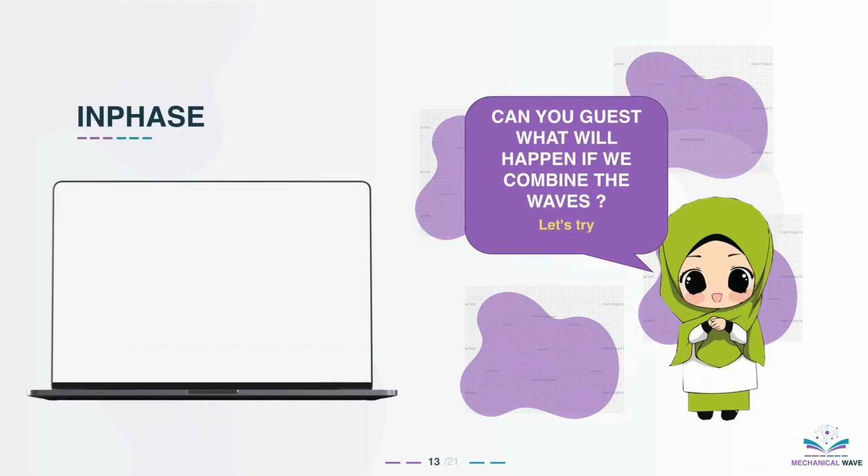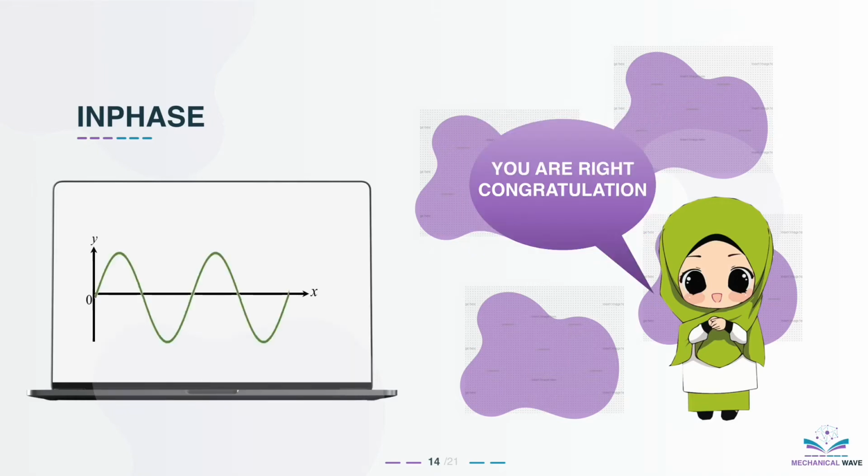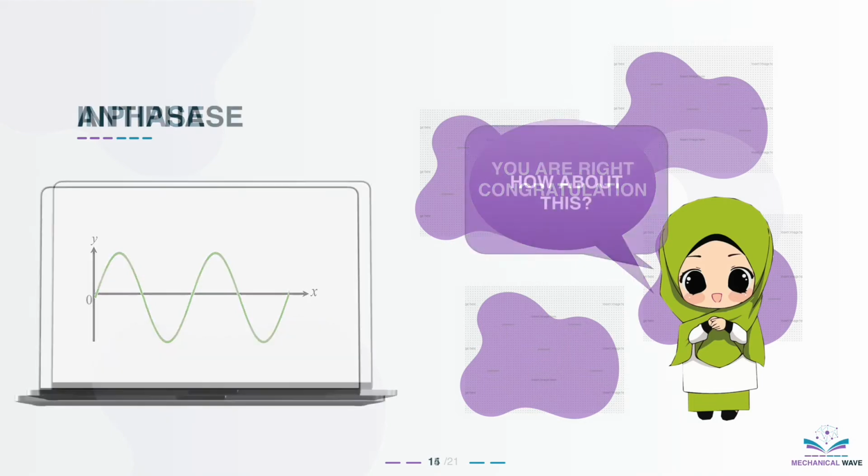Can you guess what will happen if we combine the waves? So, if we overlap a set of waves which have identical amplitude and are in the same phase, the summation of these waves will produce a new wave which has double the amplitude of the initial waves. This is what we call in phase.